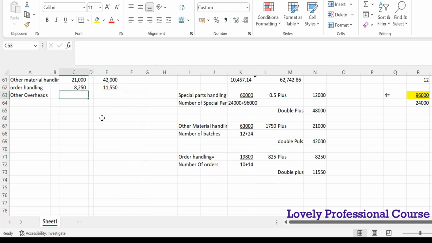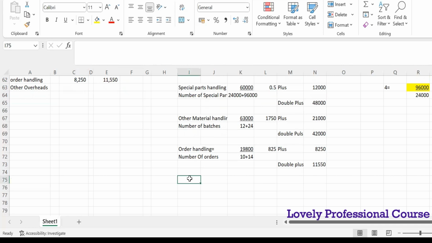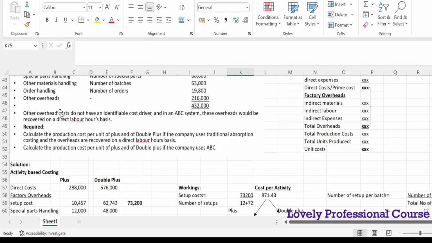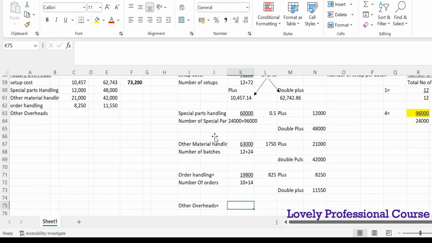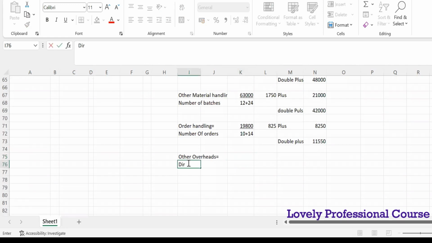So now we go to other overheads. If you remember, there is no cost driver, but the examiner tells us that other overhead costs do not have an identifiable cost driver. And when you are using an activity-based costing system, this overhead would be recovered on a direct labor hour basis. So you have to use direct labor hours. So let me apportion it using direct labor hours.